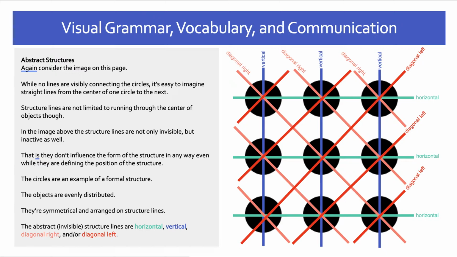And so when we do this, we begin to understand relationships between the elements. We have created something called pattern by taking our elements and laying them on this structure. The circles are on a formal structure. The objects are very evenly distributed. They're symmetrical. They're arranged on structural lines. And they are aligned not only horizontally and vertically, but also diagonally. So, a very rigid structure.